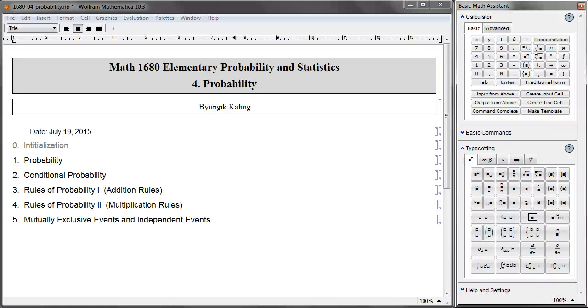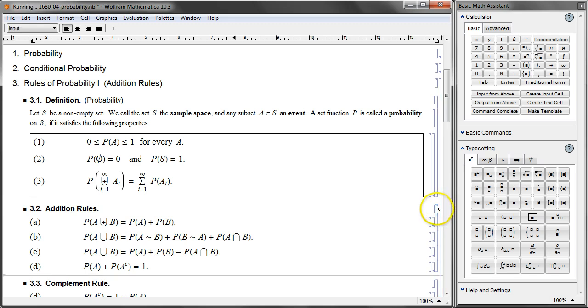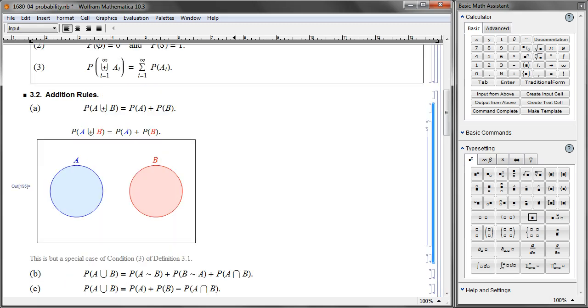Let us now begin section 4 of this notebook, Rules of Probability 2, Multiplication Rules. In the previous video, we studied the rules of probability based upon Venn diagram. Here are some examples. If you have a union of two mutually exclusive events, simply add up the probabilities.